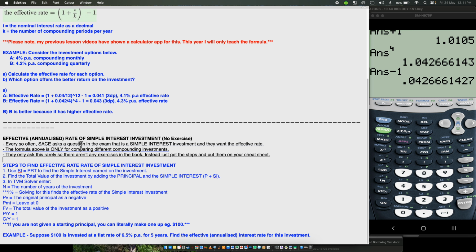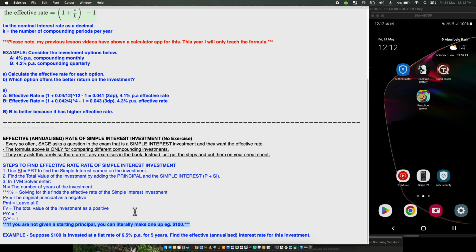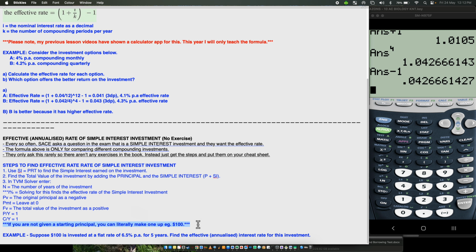Three minutes and I'll go through those steps. Do make sure you get this little bit in bold. Sometimes it doesn't tell you how much is being invested in that simple interest thing. If you're not given a starting principle for this kind of question, you can literally make one up. You can just say $100.